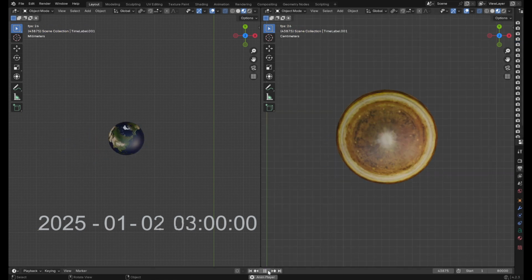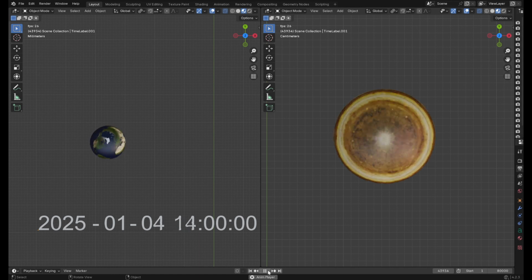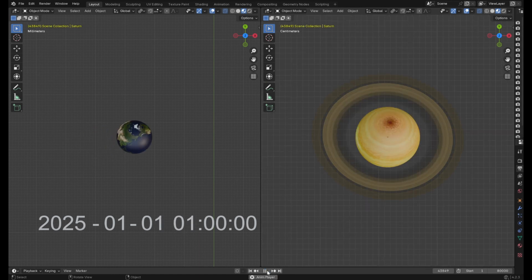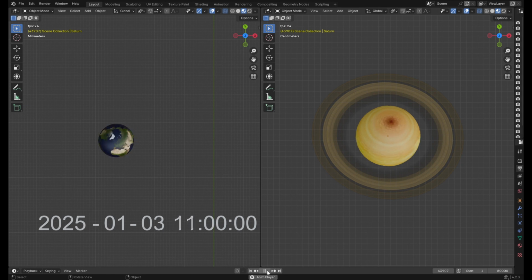Jupiter and Saturn rotate very fast. Jupiter rotation period is 9.8 hours. Saturn rotation period is 10.2 hours.